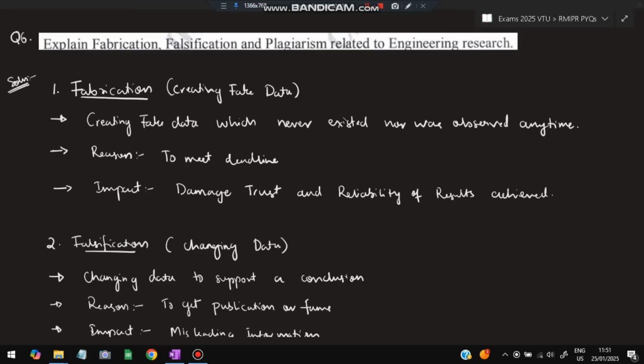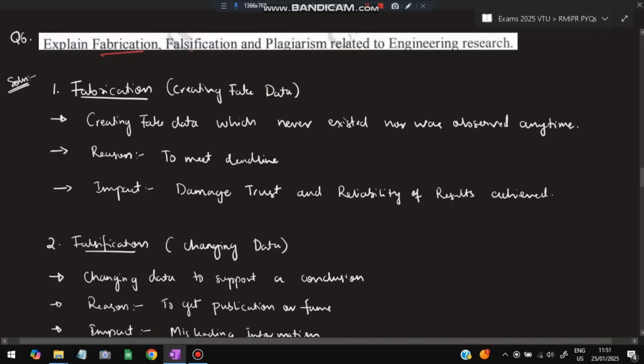The next question is explain fabrication, falsification and plagiarism. This we discussed in the previous question as well, but we'll be discussing in depth some other aspects of it, related to engineering research. What is fabrication? Fabrication means creating fake data which is not existing, which is not real data, which was never observed. Creating fake data which never existed nor was observed at any time.